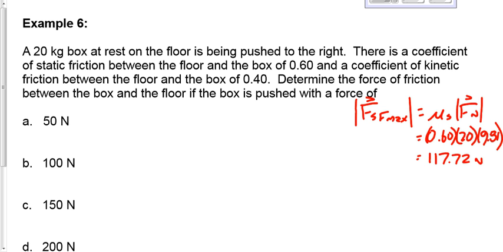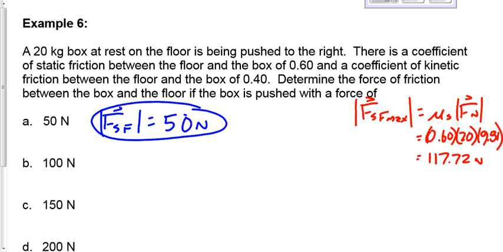The force of friction here is static friction, and it is 50 newtons. It's not F_s max, it's just that is the force of friction. I push with 50, it pushes with 50, the object is in a state of equilibrium and it doesn't move.